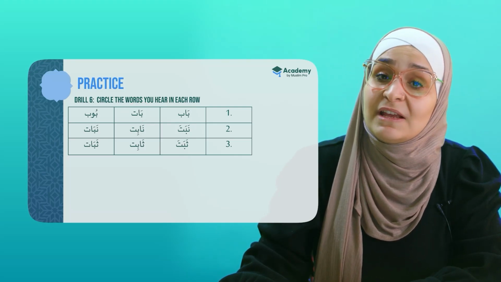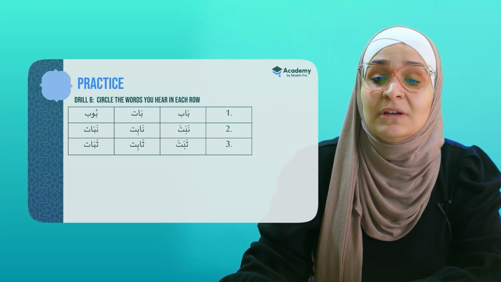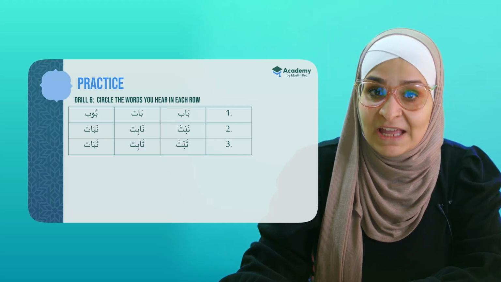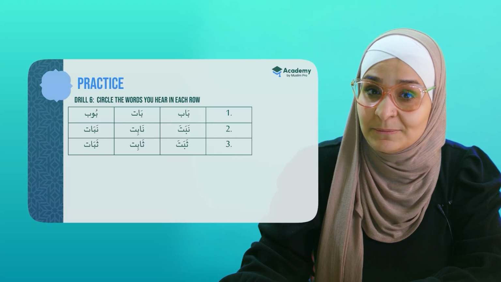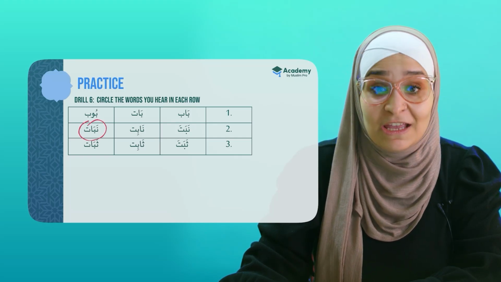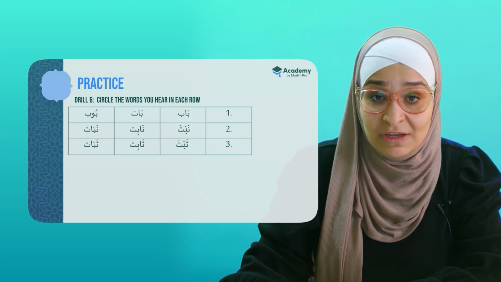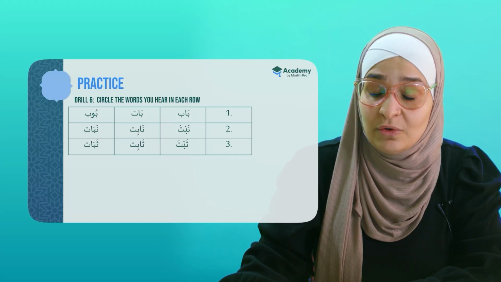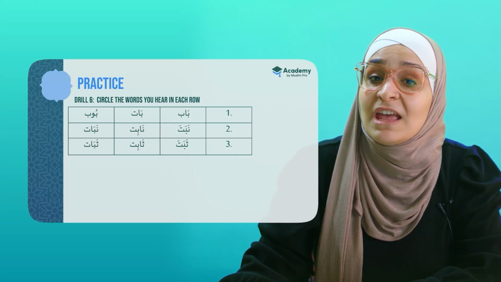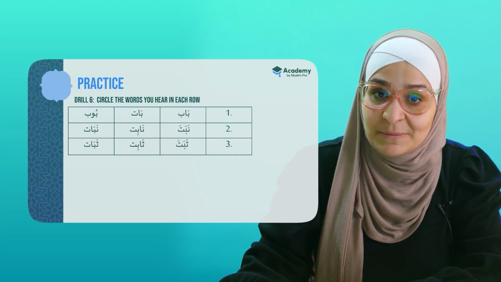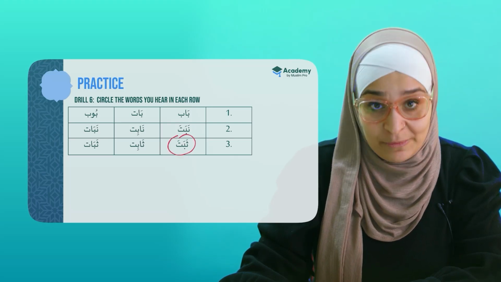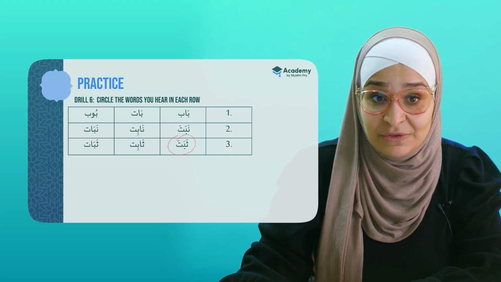Let's go over the second row. Nabat. Correct. It's the third word. Let's go over the third row. Thabata. Correct. It's the first word.